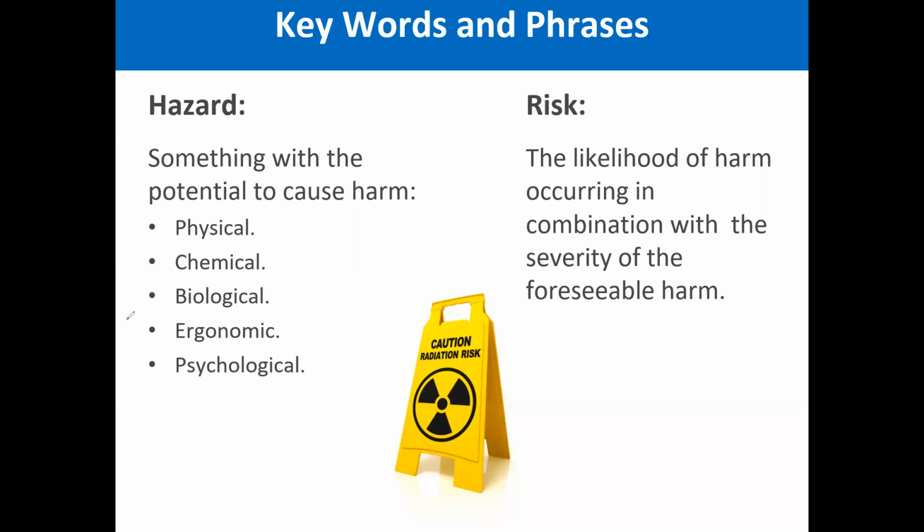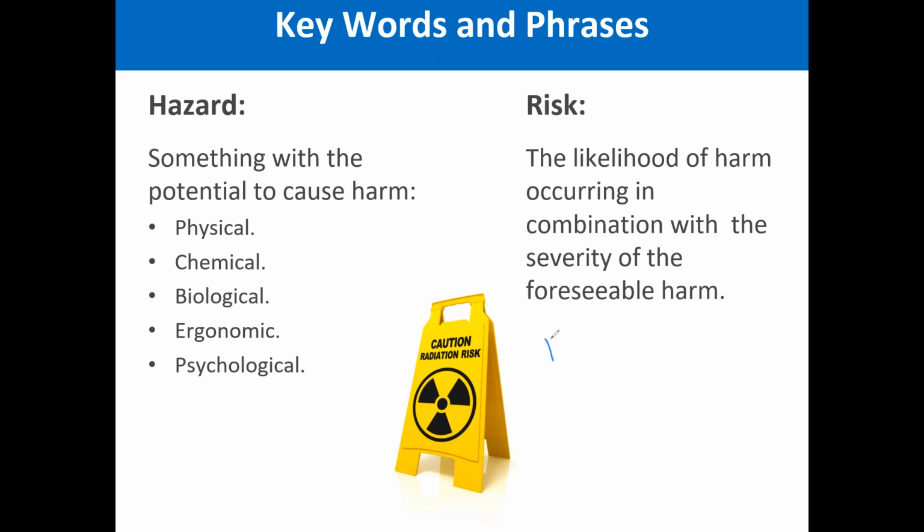Now we need to consider another factor. What is that? How serious the harm is going to be. How severe is the harm going to be? So the risk is basically the likelihood of the harm occurring in combination with the severity of the foreseeable harm. So how likely is it that a hazard is going to give us harm, and how severe that harm is going to be? That is called a risk. Risk is a combination of severity and likelihood.